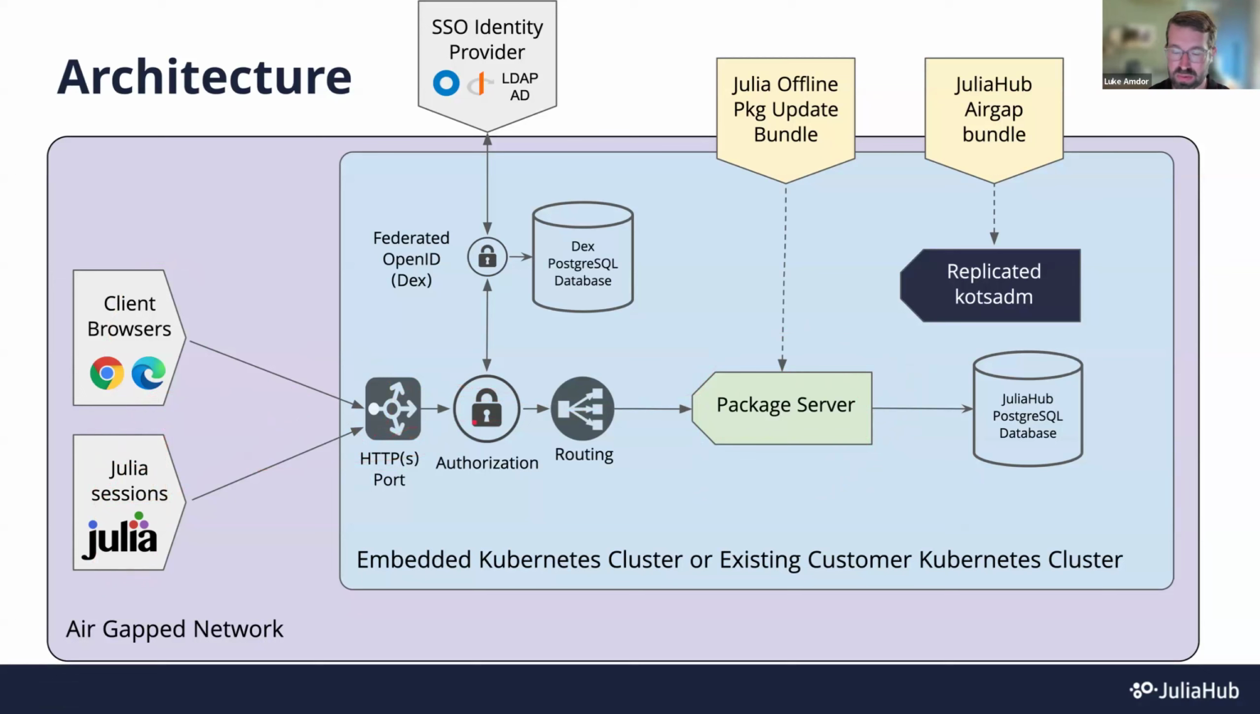Authorization: we typically configure JuliaHub so that it actually uses whatever you currently have for your identity provider. It could be Okta, it could be Azure AD. There are quite a few different types of OpenID connectors that we can support right out of the box. So all the authorization is handled through that.